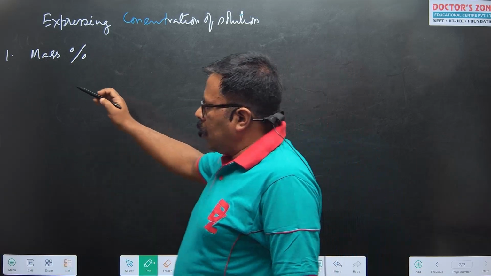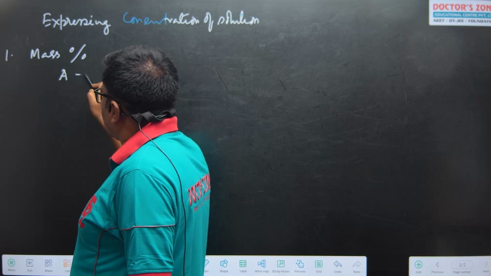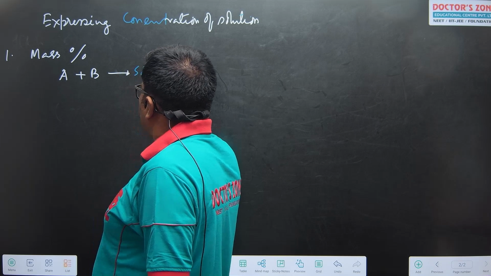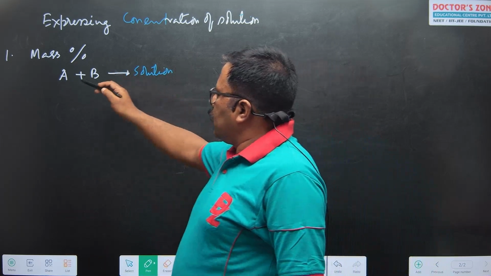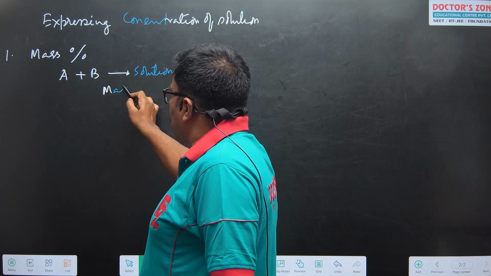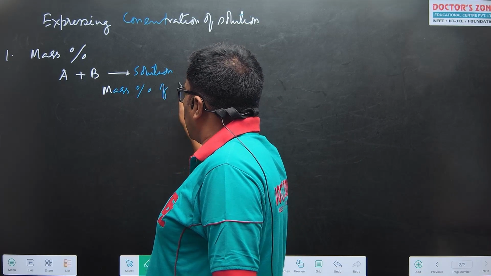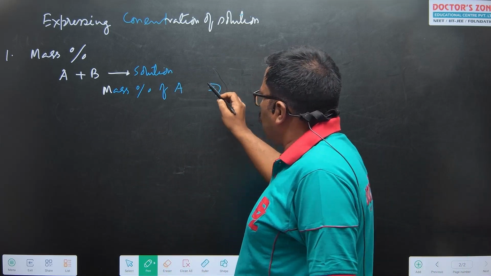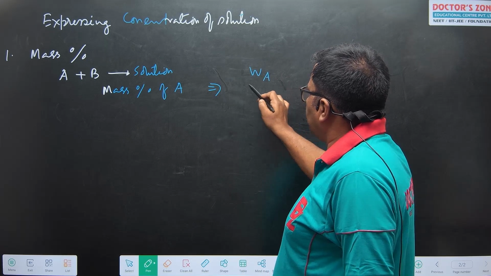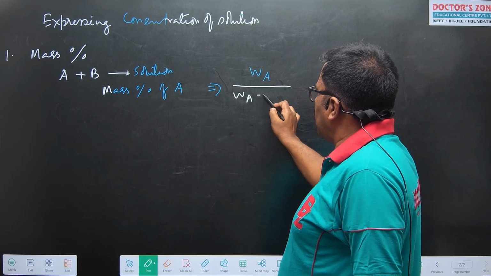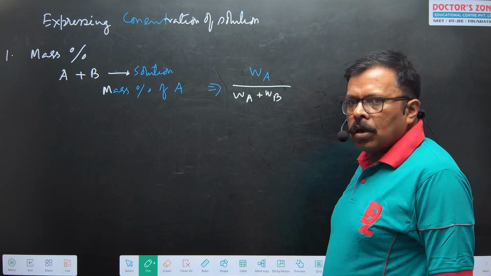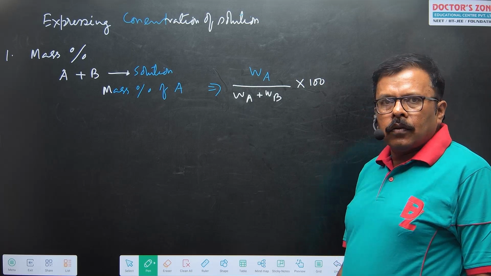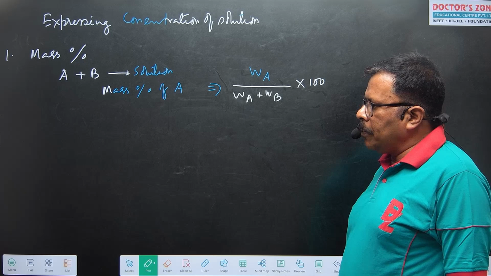तो सपोज एक सॉल्यूशन में 2 कंपोनेंट है, 2 कंपोनेंट ये सॉल्यूशन बना रहा है. तो व्हाट इज द डेफिनेशन ऑफ मास परसेंट ऑफ ए? So it will be your mass of A divided by total mass of the solution into 100. ये mass percent of A हो गया.